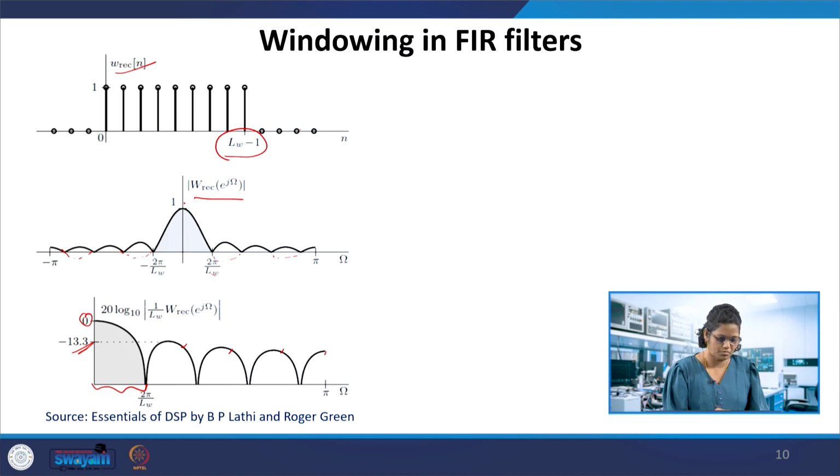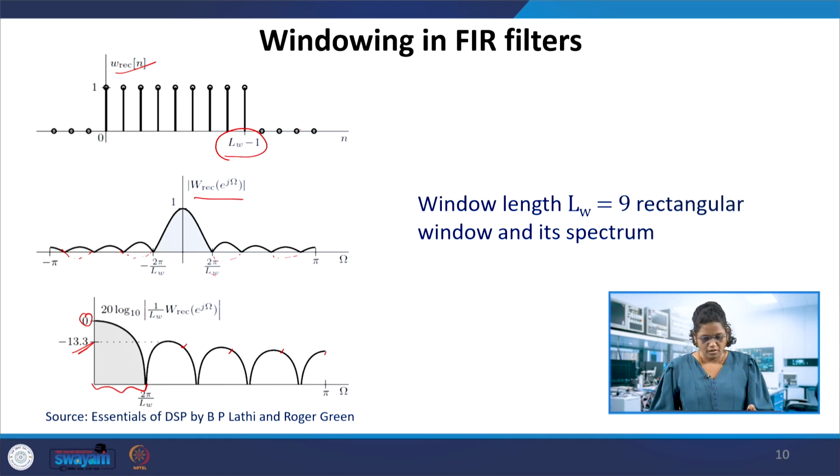That means you have this magnitude frequency response that is maximum here and 0 at these points, and if there is leakage, it would also pass this. If it is a filter, then by the filter characteristics it would also pass this. It's a window function anyway. We use this window and then design the filter. So this is the rectangular window and its frequency response, where LW is 9 for that one.